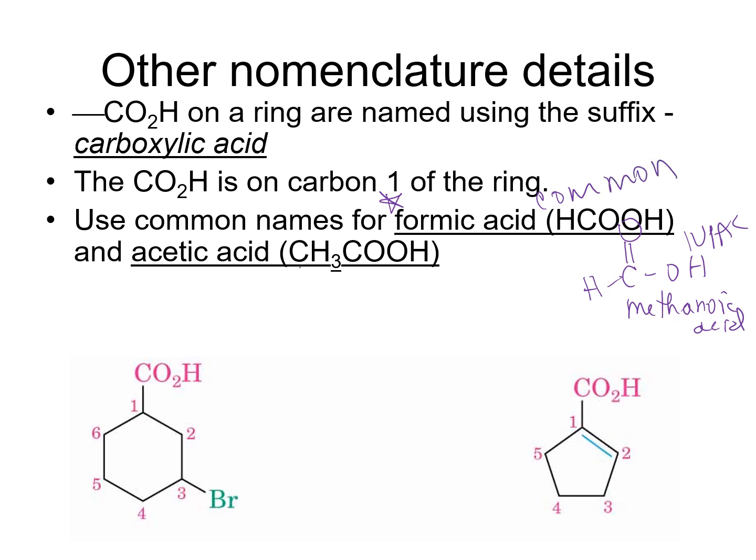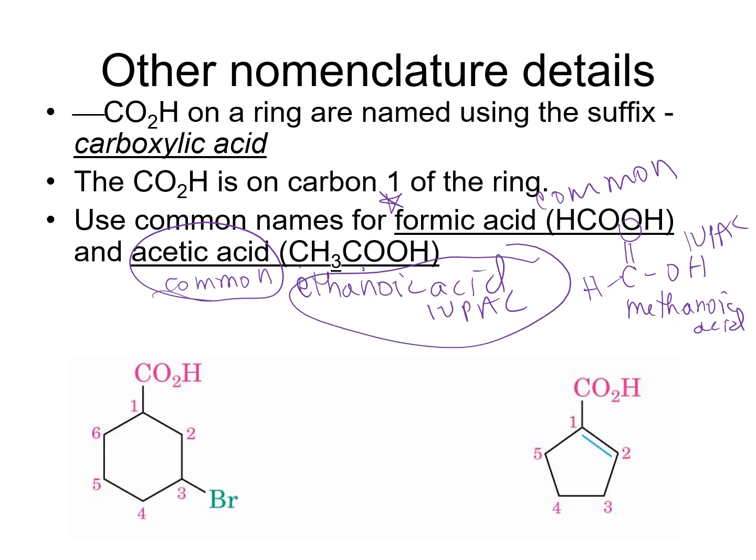All right, here is a 2 carbon acid, which we would call eth for 2, and noic acid for the fact that it's an acid. That's IUPAC. And then this is common. So make sure you know those two. Acetic acid is common, ethanoic acid is IUPAC.